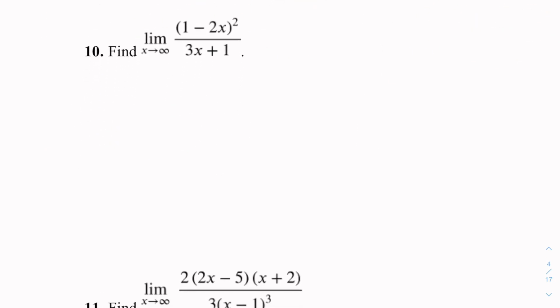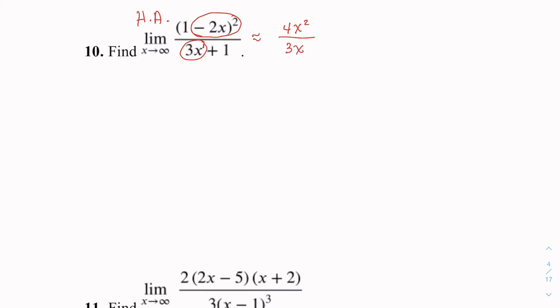Okay, let's try the same. This one is explicitly asking for the limit, but it would be the same if it said find the horizontal asymptote. It's just a limit at infinity. So let's get the highest degree on top. The leading degree on top would be, when we square this, a positive 4x squared. And in the denominator, the leading degree is the 1 here, so we have 3x.